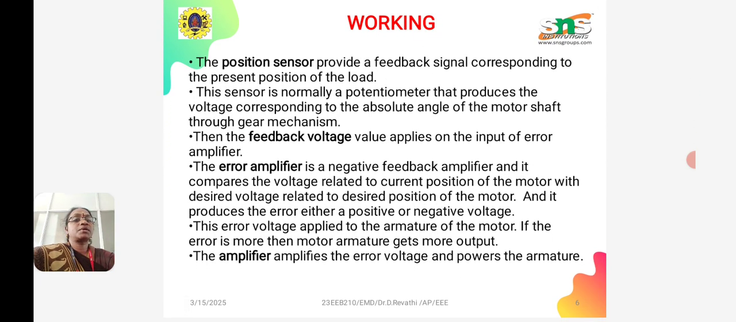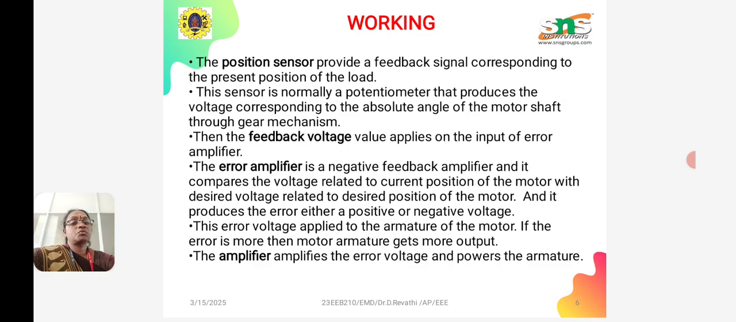First, the position sensor provides a feedback signal corresponding to the present position of the load. This sensor is normally a potentiometer that produces a voltage corresponding to the absolute angle of the motor shaft through the gear mechanism. Then the feedback value is applied to the input of the error amplifier. The error amplifier is a negative feedback amplifier, and it compares the voltage related to the current position of the motor with the desired voltage related to the desired position of the motor, and it produces an error, either a positive or negative voltage. This error voltage is applied to the armature of the motor.